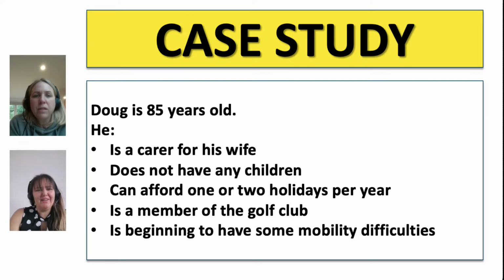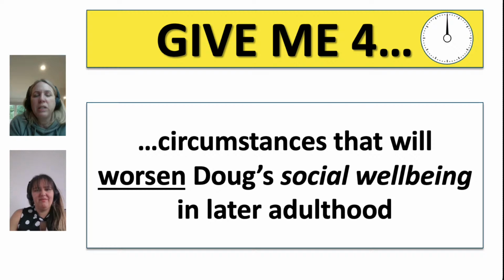But then Freya, there are some positive things. He's got his holidays, and he's a member of the golf club. So bear all of these points in mind then. Carer, no children, can afford holidays, goes to the golf club, got mobility issues. So let's have a look. The first task is for you to give us 4, but just 1 is fine. Give us 4 circumstances that will worsen Doug's social well-being in later adulthood.